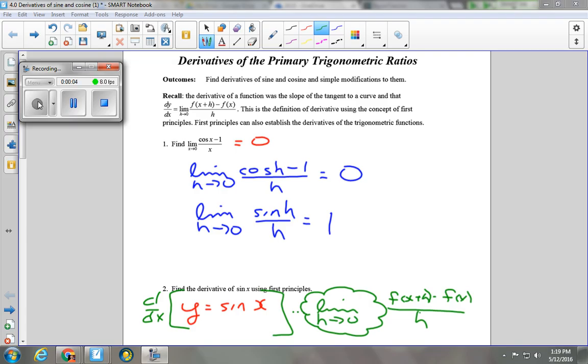Okay, so we're moving on to derivatives of trigonometric ratios. Before, we were taking the limits, right? So this one says first principles can also establish the derivatives of trigonometric ratios. Remember that we define the derivative as the limit as h approaches 0 of f of x plus h minus f of x over h.